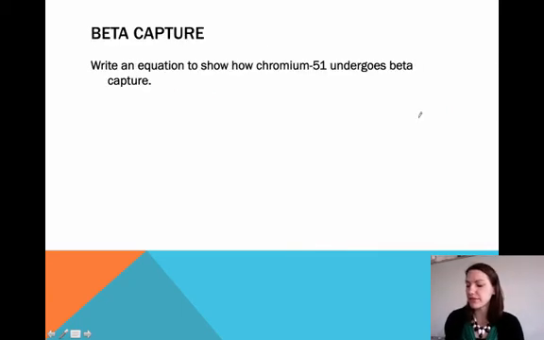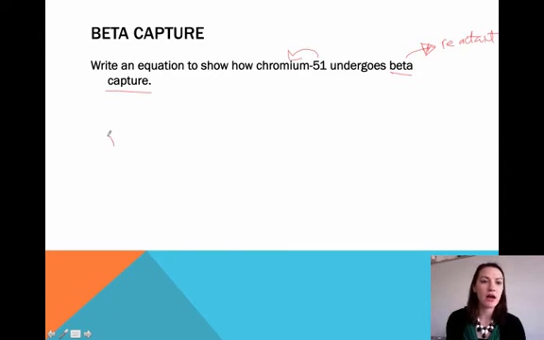This one is phrased a little bit differently. It says, write an equation to show how chromium-51, so this is the isotope, the mass number of chromium, undergoes beta capture. Because it's capture, we know that it starts in the reactant. If something emits, it goes into the product. So I'm starting with chromium, which is Cr. I know my mass number is 51, and then I look at my periodic table, and chromium's atomic number is 24. I've got beta capture, so it's going to capture a beta particle. Beta is an electron, so 0, -1 with an electron.